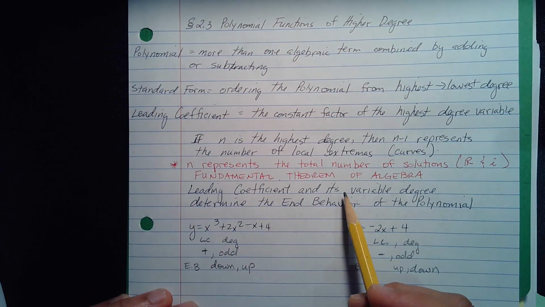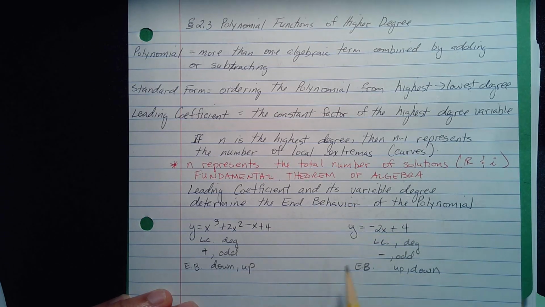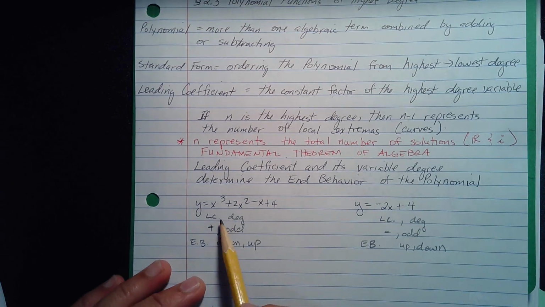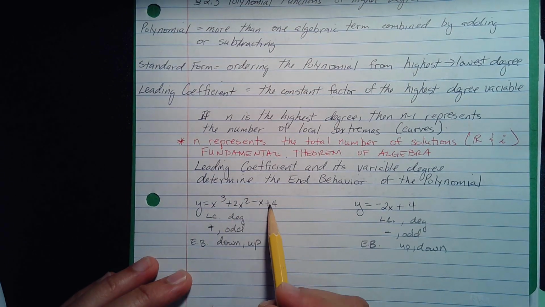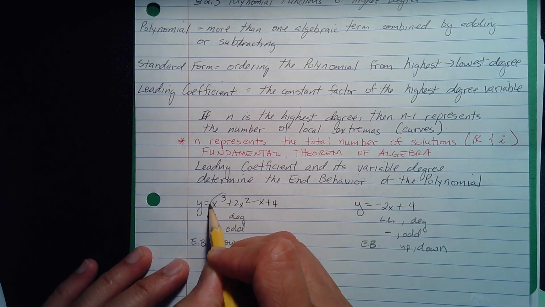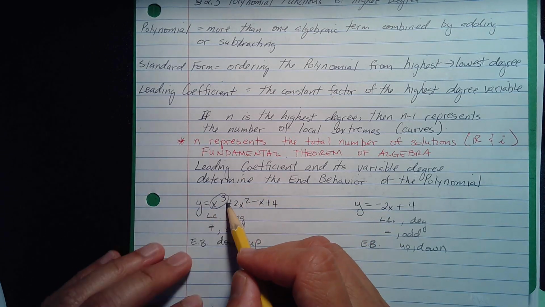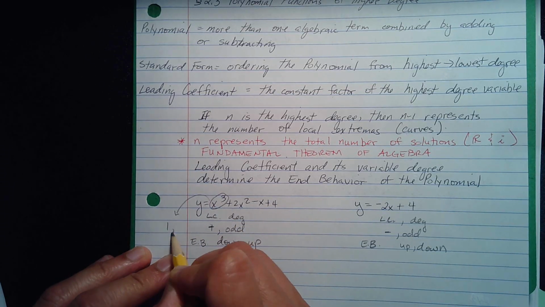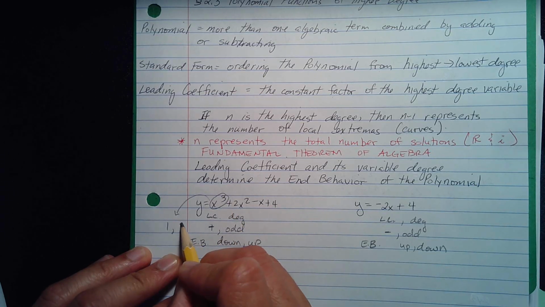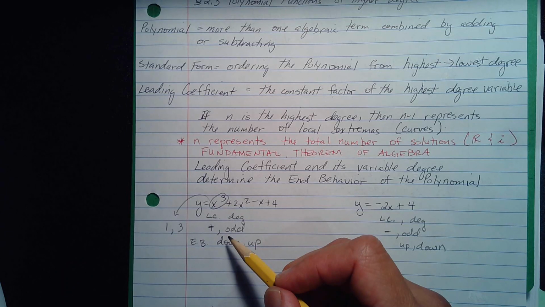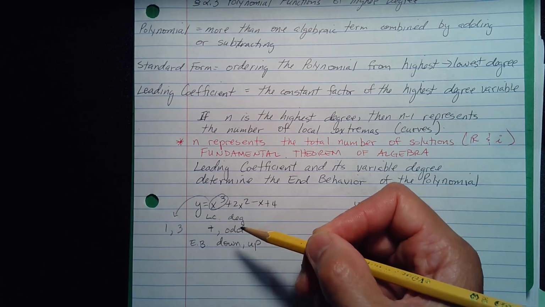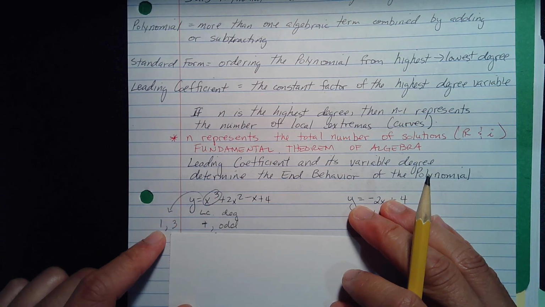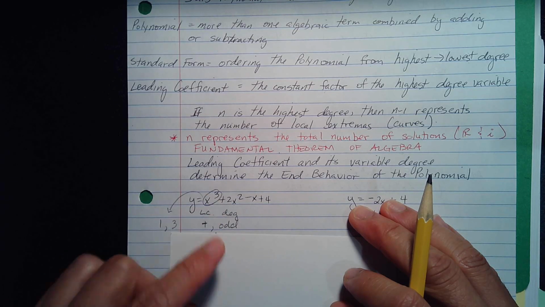The leading coefficient and its variable degree determine the end behavior of the polynomial. So this is very important. If we look at this equation, y equals x cubed plus 2x squared minus x plus 4, when we analyze this, the leading coefficient is 1 and the highest degree is 3. So when we list the leading coefficient and the highest degree, what we're looking at is the constant, the coefficient, and the highest degree.